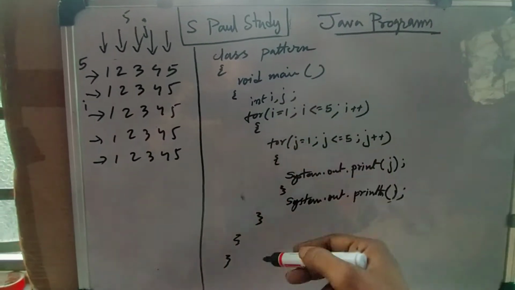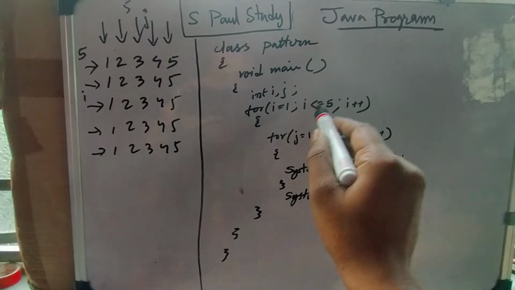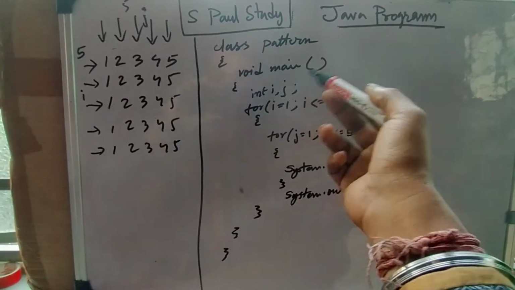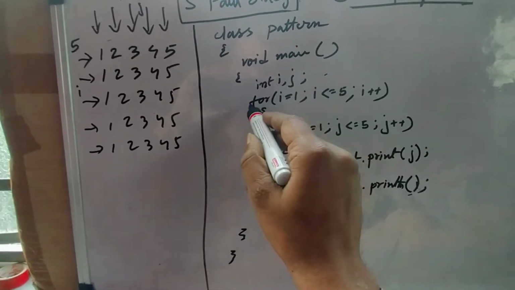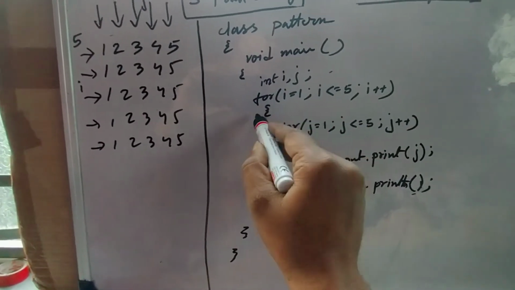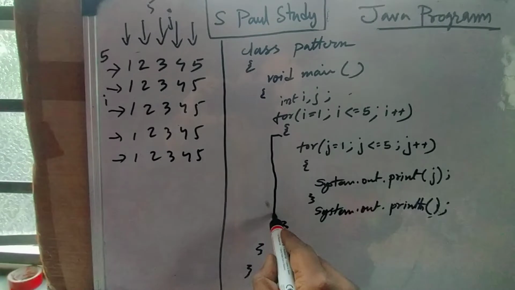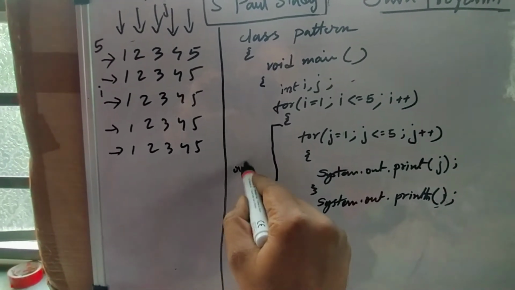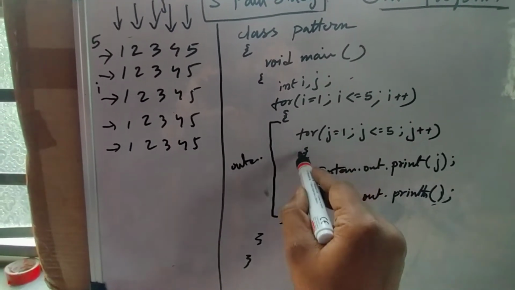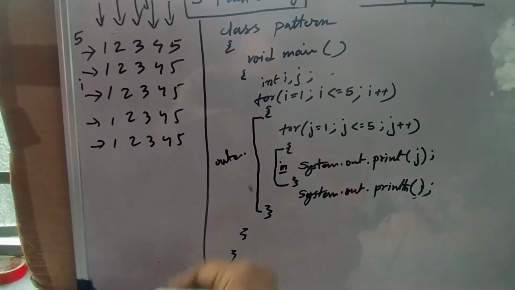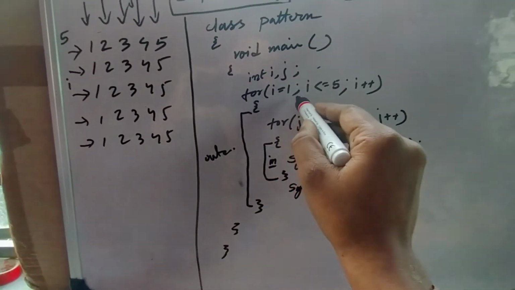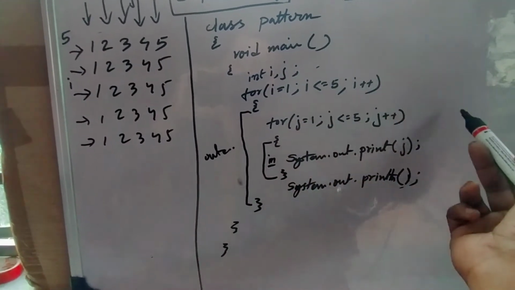So class pattern, and then void main, then int I and j, the declaration of these two variables, and then we have the for loop. So this is the outer for loop, and this is the inner for loop. Okay, so for I equals to 1, I less than equals to 5, I plus plus.